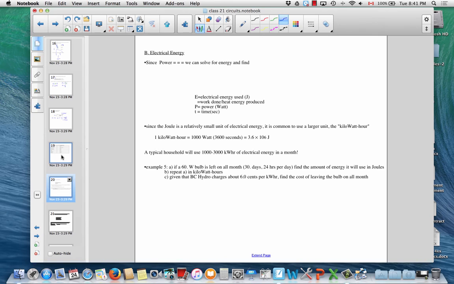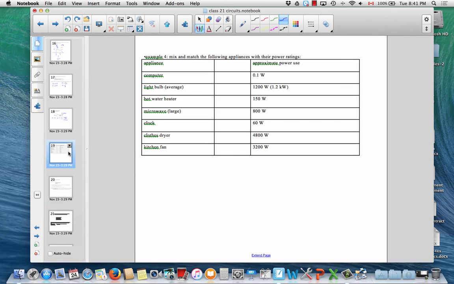Here's a mix and match exercise where you're going to take appliances. For instance, the computer, well, let's start with the easy one. So the clock is probably the lowest power draw, that's just 0.1 watts. So mix and match all the other appliances in your home with the approximate power rating, because you should have some sort of idea for how much energy these things are using.